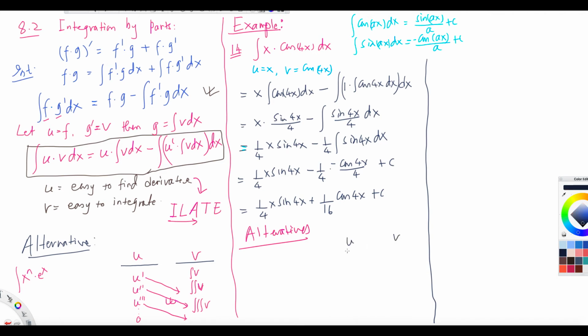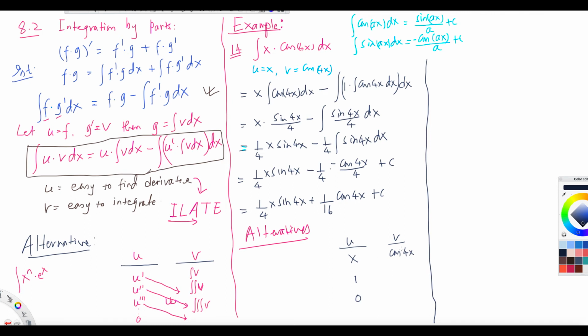So what is u? We denote u as x, right? And then v is cosine 4x. So what we do next is we try to find out the derivative of u. So what do you get? What is the derivative of x? It is 1. What is the derivative of 1? 0. See, it terminates to 0. In that case, this method will be a lot easier.